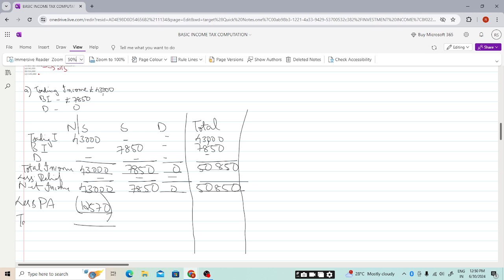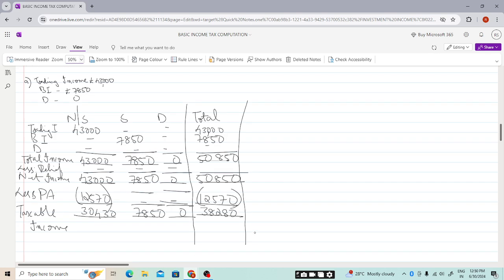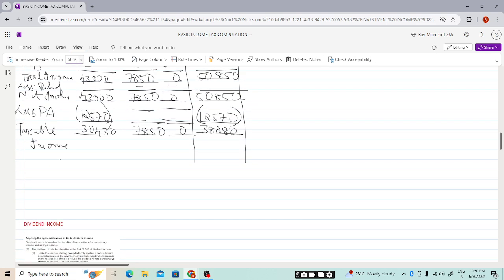So this will give rise to our taxable income. What will be our taxable income? Our taxable income will be 30,430 and 7,850 as no personal allowance will be available. So our total taxable income will be 38,280. Clear with this?